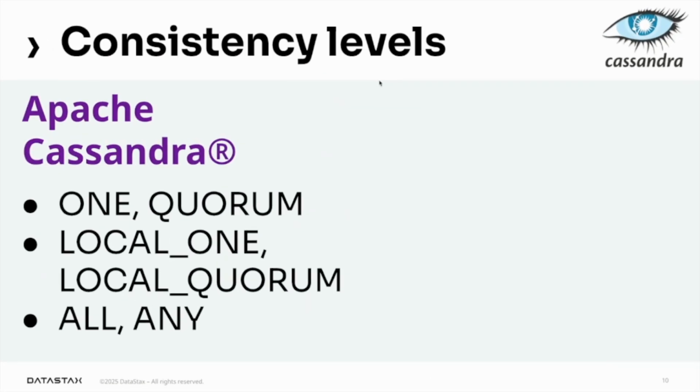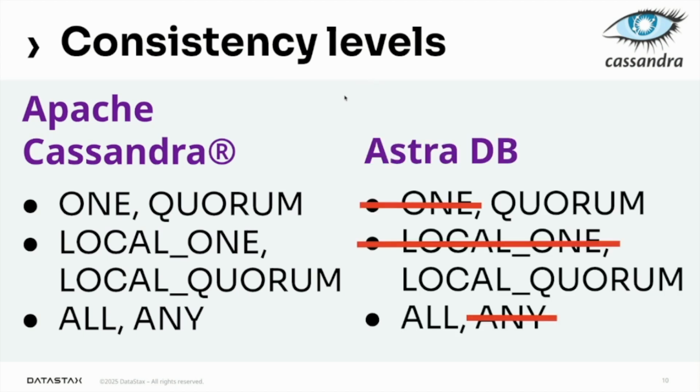Consistency levels. Hey, everyone who's used Cassandra for a while, you remember how to query at one and quorum and local quorum. All, if you want to make sure that you're getting all of your replicas back and maybe even force a read repair. Any, hey, as long as you're getting anything back. Well, Astra DB is a little bit different. Astra DB has some guardrails that take some of those consistency levels out. So levels like one, local one, and any simply do not exist in Astra DB. That's going to be important to remember, and you may have to adjust your application accordingly.